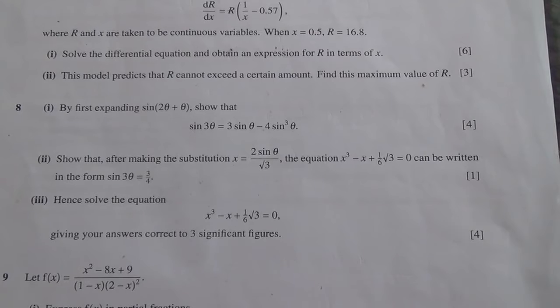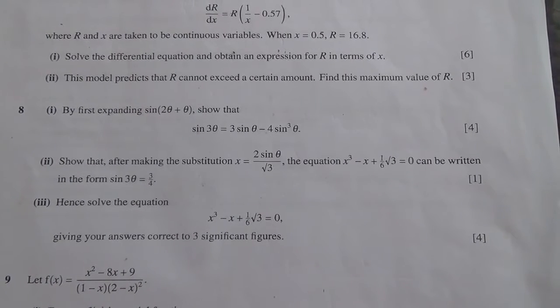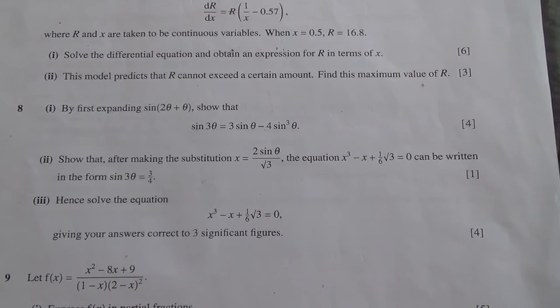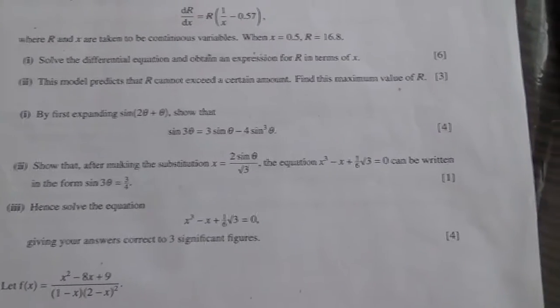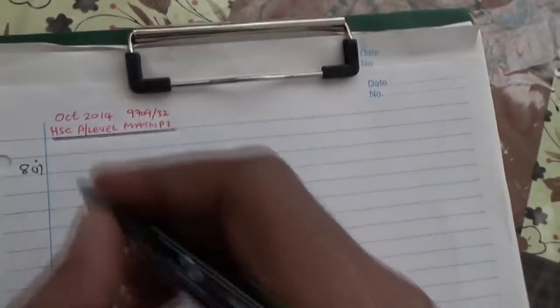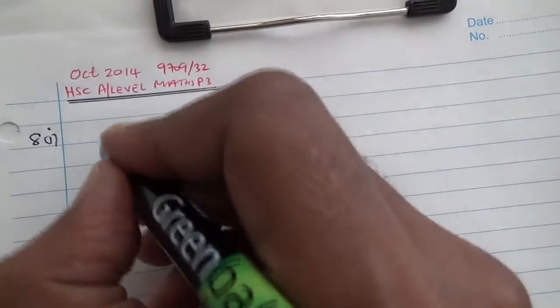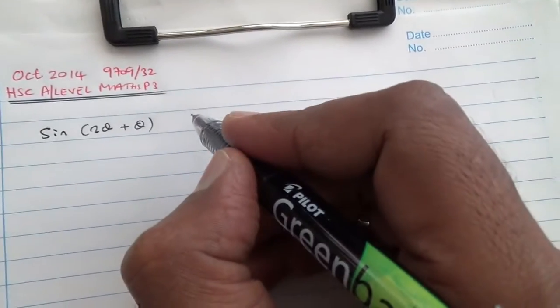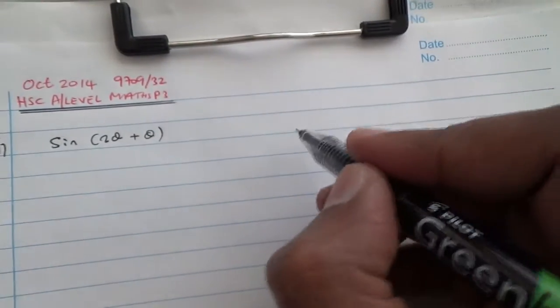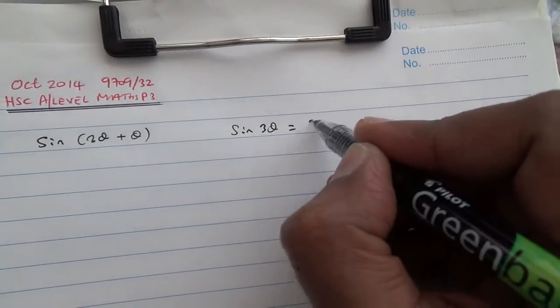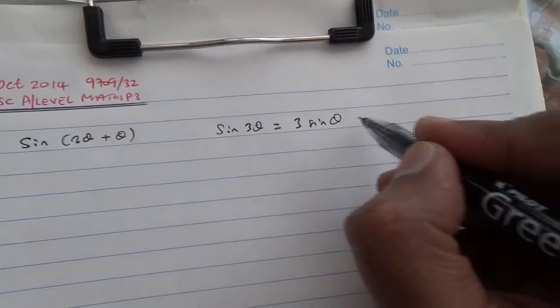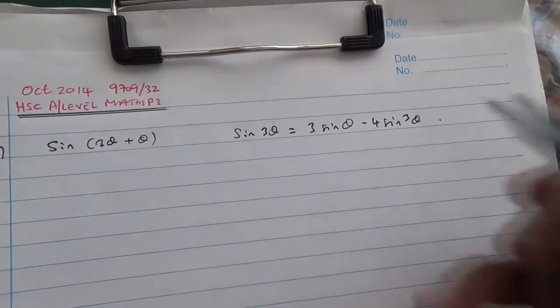Third part, hence solve the equation x cubed minus x plus 1 over 6 root of 3 is equal to 0, giving your answers correct to 3 significant figures. Okay, so let's do it. Now, what do we have? We have to show that sine of 2 theta plus theta, which is sine 3 theta, is equal to 3 sine theta minus 4 sine cube of theta.